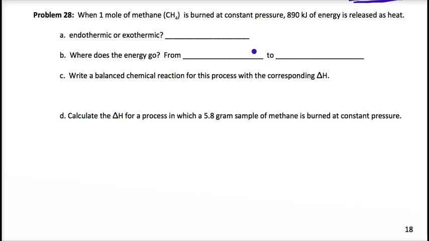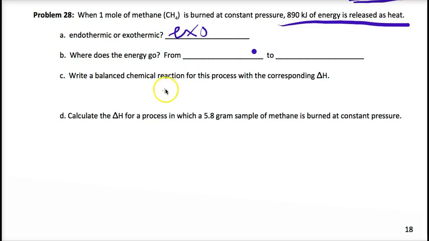Okay, problem number 28 says when 1 mole of methane, CH4, you ought to know what that is, burned at constant pressure, 890 kilojoules of energy is released as heat. So is this endo or exo? Well, what do you see over here? It says energy is being released as heat, correct? So if it's released, it is exothermic. Very good. Hopefully you got that.